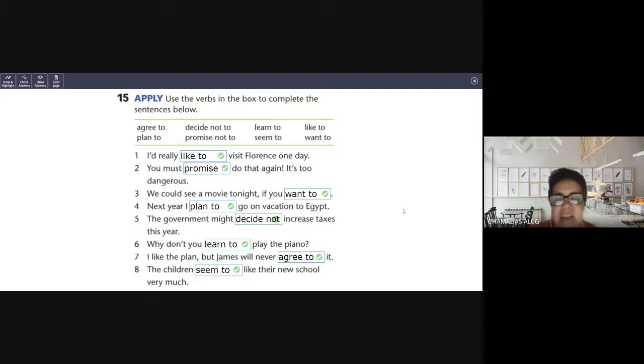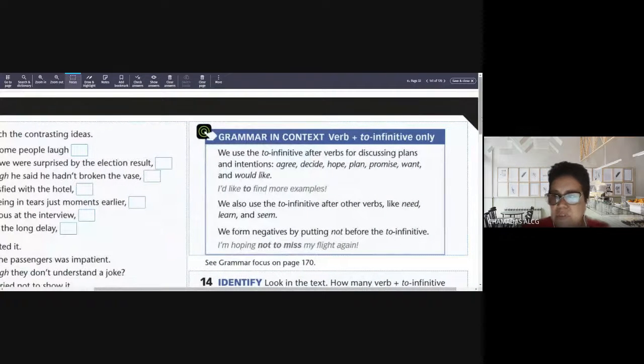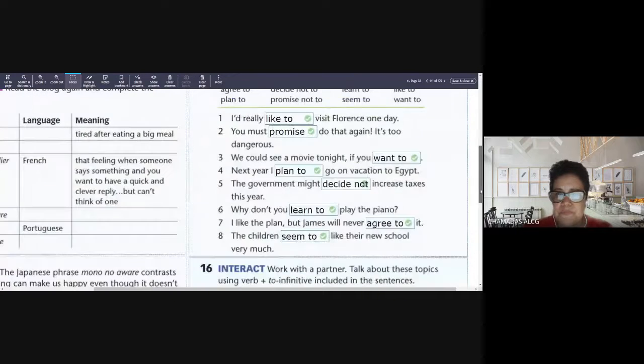Excellent. So as you can see, guys, we use infinitives in many situations. Even when we want to finish a sentence with a short infinitive, we can do that. Like in number 3, for example, we can do that if you want to, okay? Sometimes we finish a sentence with a short infinitive. It's possible, okay?